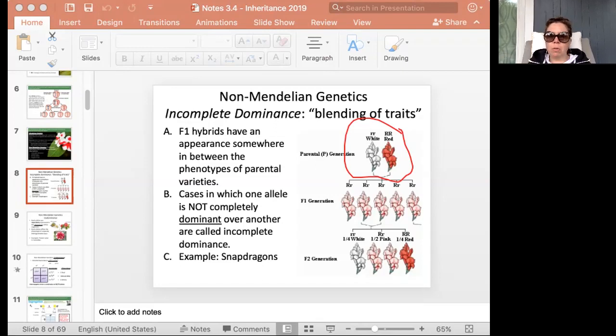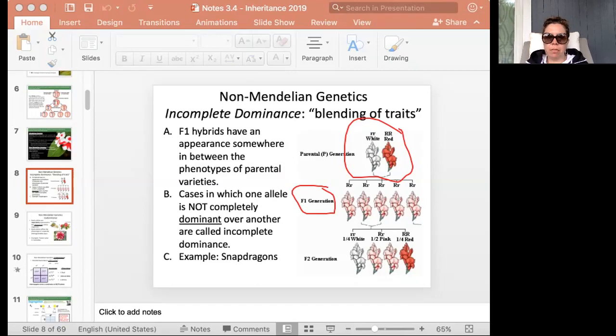If this were normal Mendelian genetics, we would have an F1 generation of 100% red heterozygotes, but you can see that's obviously not the case. Instead, we got pink. So 100% of our F1 generation are still heterozygotes, but they are pink and not red. This is an example of non-Mendelian genetics where the traits are blended. Think of it like mixing paint.